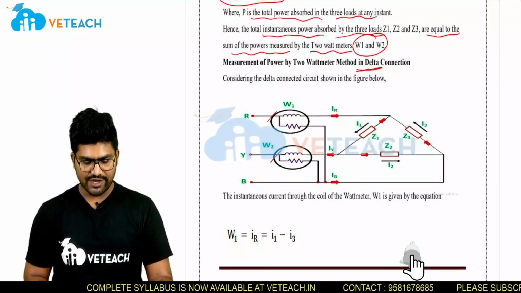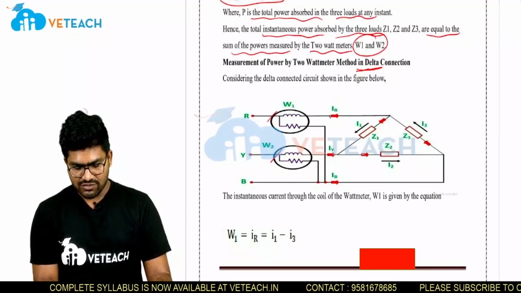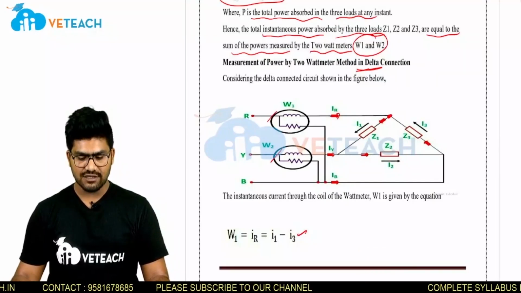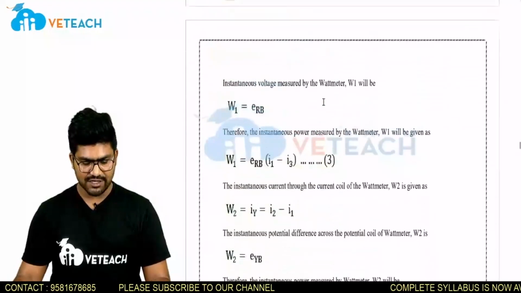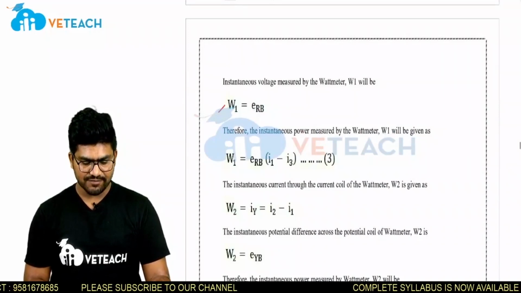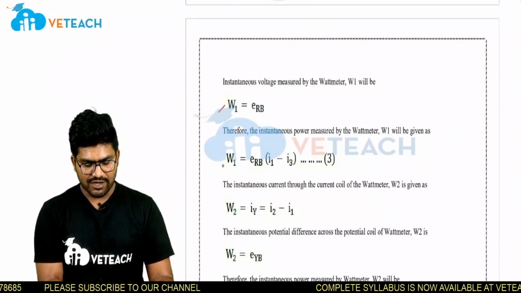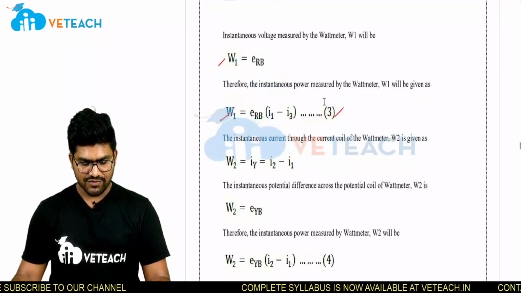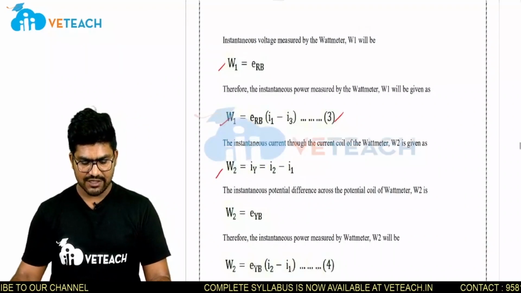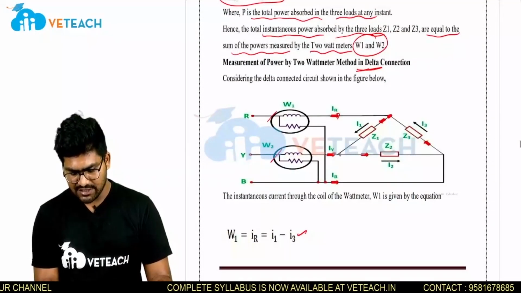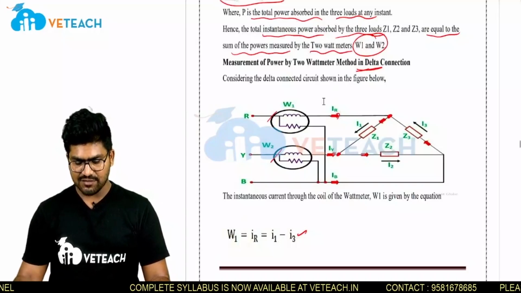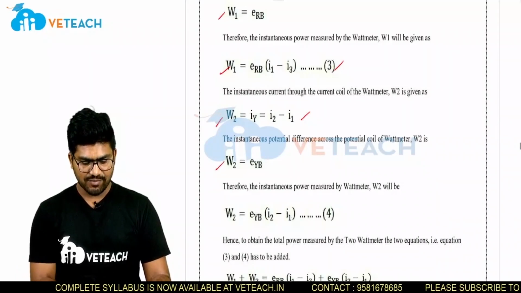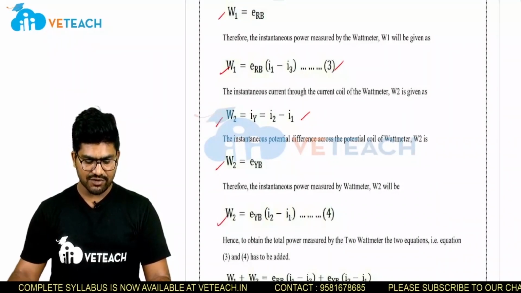W1 and W2 are connected to R and Y phase. If I apply KCL here, IR is nothing but I1 minus I3, which is the current in W1. Similarly, W1 voltage is ERB. Power in W1 is ERB into (I1 minus I3), which is equation 3. From W2, current is IY, and applying KCL, IY is I2 minus I1, and voltage is EYB. So the W2 power is EYB into (I2 minus I1).